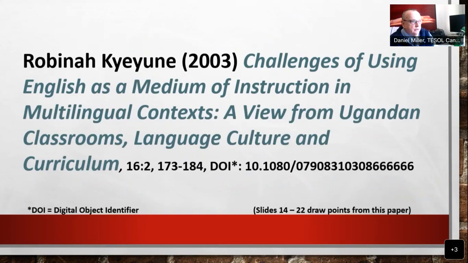In 2003, Robina Kiyuni wrote a paper called "The Challenges of Using English as a Medium of Instruction in Multilingual Contexts: A View from Ugandan Classrooms," Language, Culture and Curriculum. The next six or seven slides draw points from this paper.